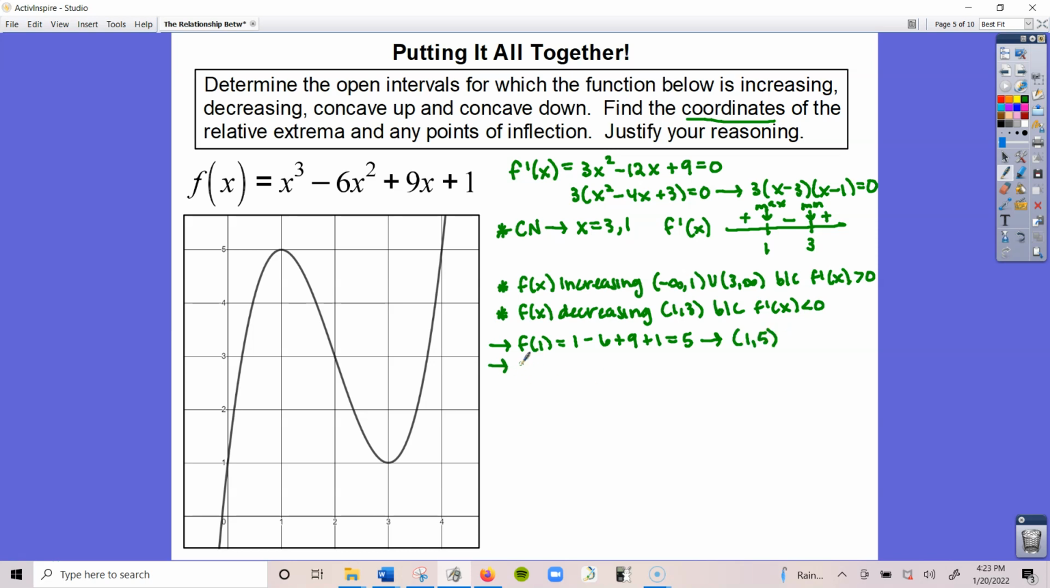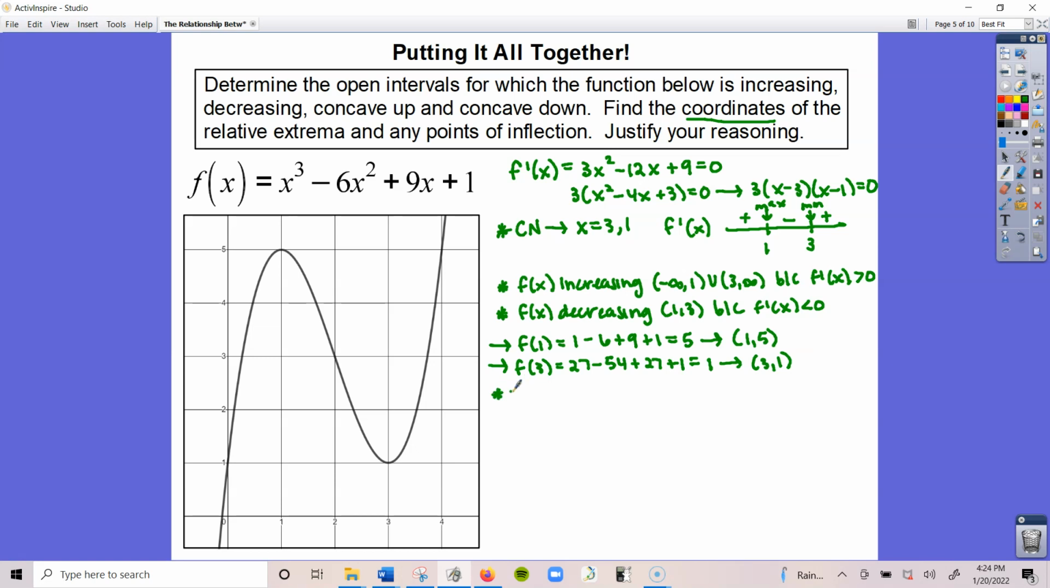Now we're going to do the same thing for f of 3, because I want that coordinate. If I plug in 3, 3 to the third is 27, minus 3 squared is 9, times 6 is 54, plus 9 times 3, which is 27, plus 1. 27 minus 54 is negative 27. Plus 27 is 0, plus 1 is 1. So we got the coordinate 3, 1.